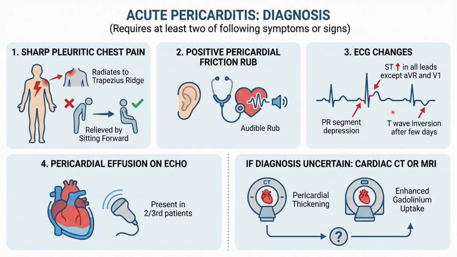T-wave inversion after a few days. It looks like you had an MI when you initially look at it. Pericardial effusion on echo, and it's about 2/3 of patients. If uncertain, get a cardiac CT or MRI. You're going to have pericardial thickening and enhanced gadolinium uptake.